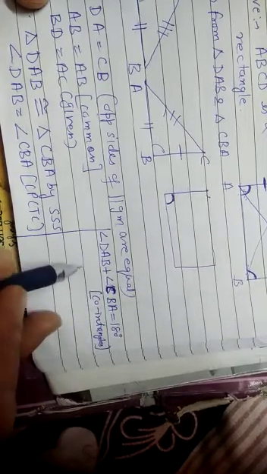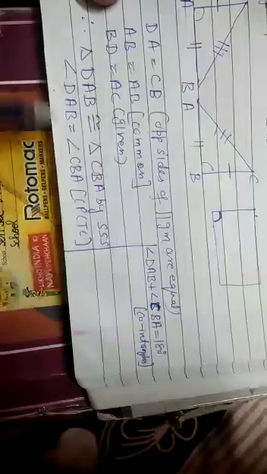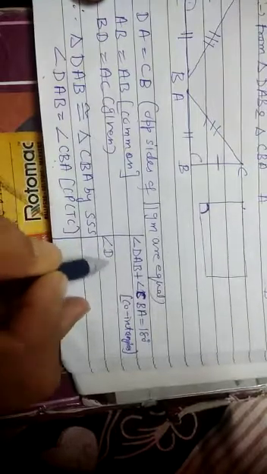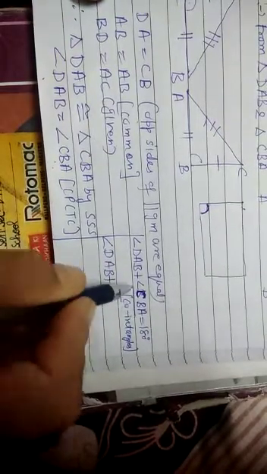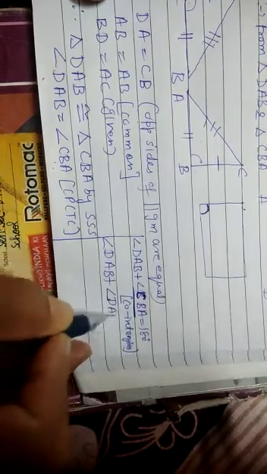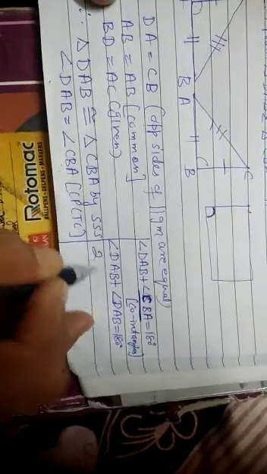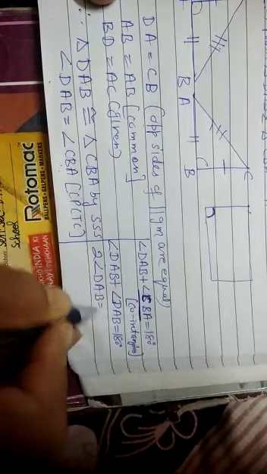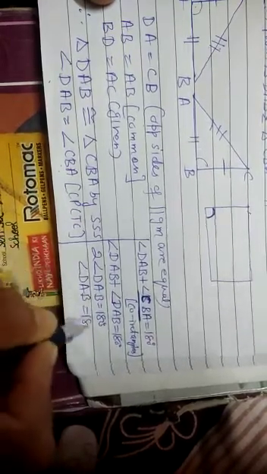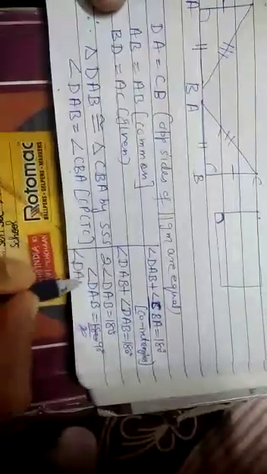But angle DAB equals angle CBA. So angle DAB plus, in place of angle CBA we can write DAB, equals 180 degrees. So DAB plus DAB, twice angle DAB, equals 180 degrees. Angle DAB equals 180 upon 2, 90 degrees. Angle DAB is 90 degrees.